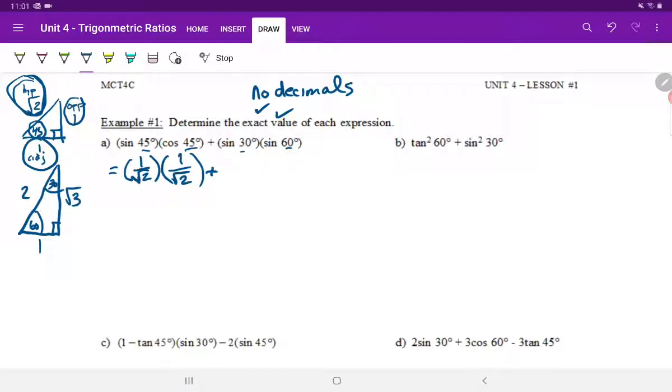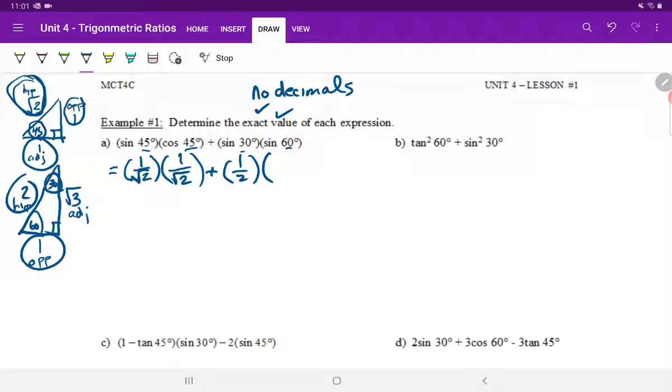Plus the sine of 30. So 30 is our reference angle. That makes this our opposite, this our adjacent, this our hypotenuse. Opposite over hypotenuse for sine is 1 over 2.